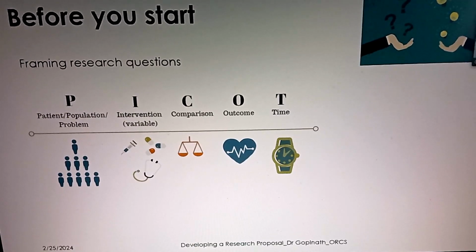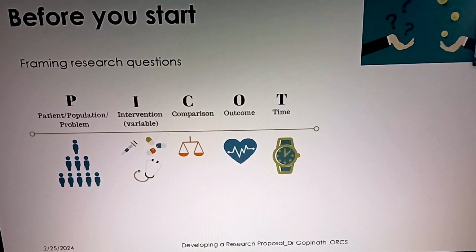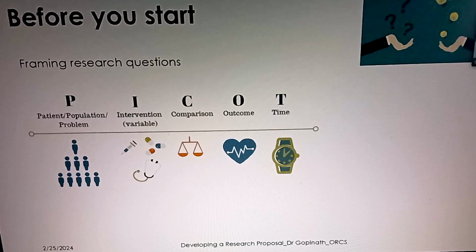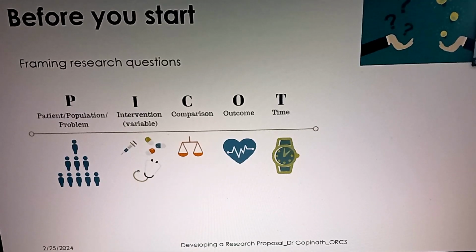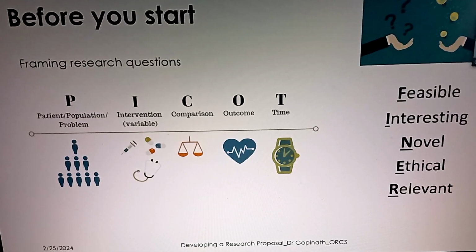So you have an intervention of penetrating keratoplasty, and you want to compare it with a new form of keratoplasty, and the outcome expected is how much the disease progression is controlled, or the visual acuity is going to get improved, or the quality of life is getting improved. So those are the aspects you are supposed to discuss in framing a research question, and how much is the time bound. So before even you start doing your research proposal, all these aspects have to be properly explained.